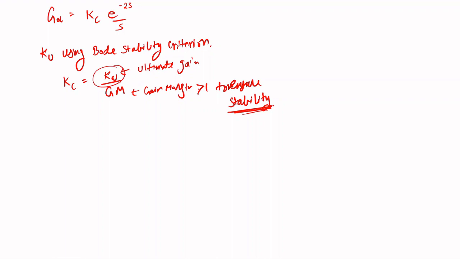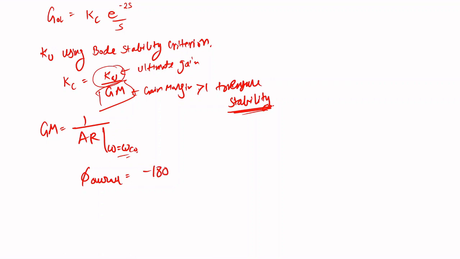So for that, we need to find this value of gain margin. So gain margin, we can define it as the inverse of amplitude ratio at the phase crossover frequency. And that is gain margin is equal to 1 upon amplitude ratio at omega equal to omega C0. So for this, first of all, we need to find this crossover frequency. So we can find this crossover frequency as the frequency at which the phase lag is minus 180 degree. That is phi overall is equal to minus of 180 degree.